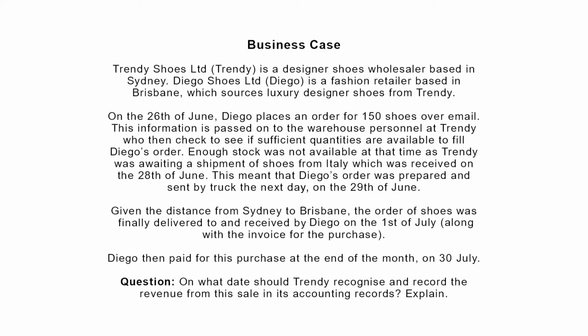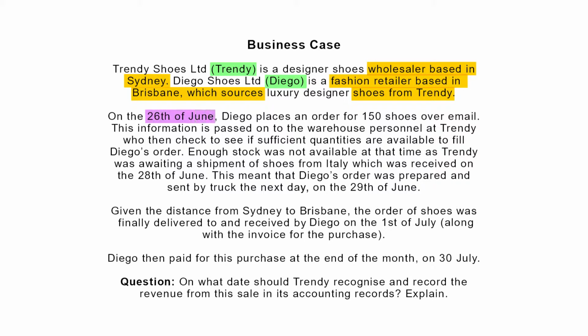Firstly, it's important to identify the businesses involved in this case, Trendy and Diego. Trendy is a wholesaler based in Sydney. Diego is a retailer based in Brisbane which sources shoes from Trendy. Second, the question is asking about a date. So we should keep track of what is happening on each date to help us determine when the revenue should be recorded by the business.